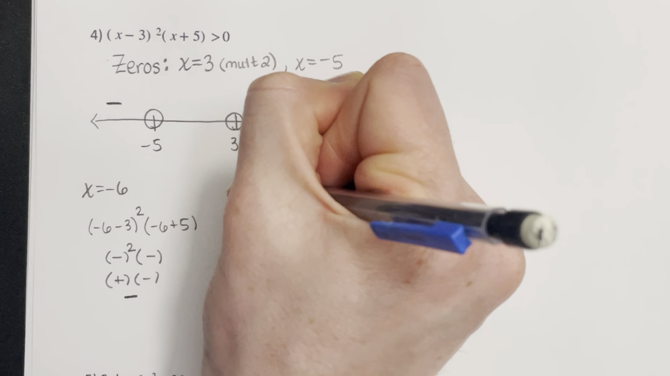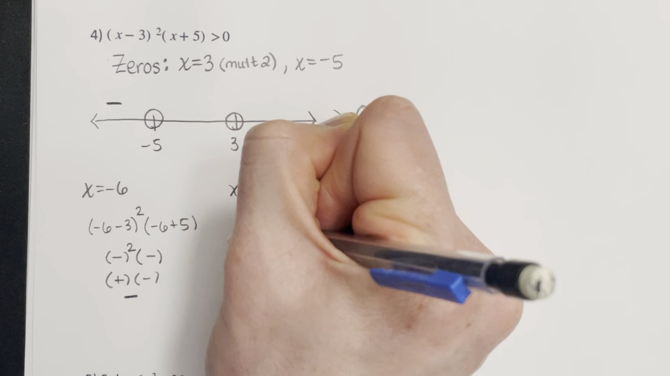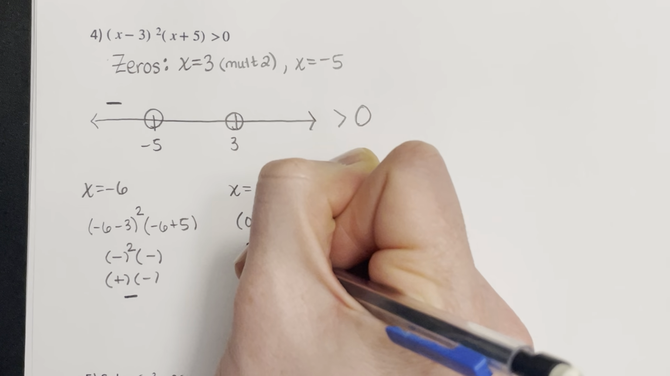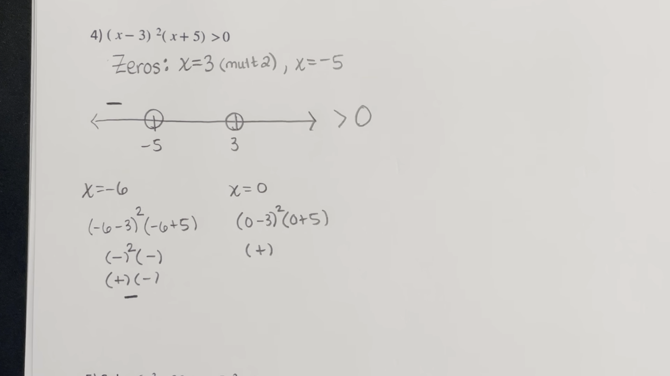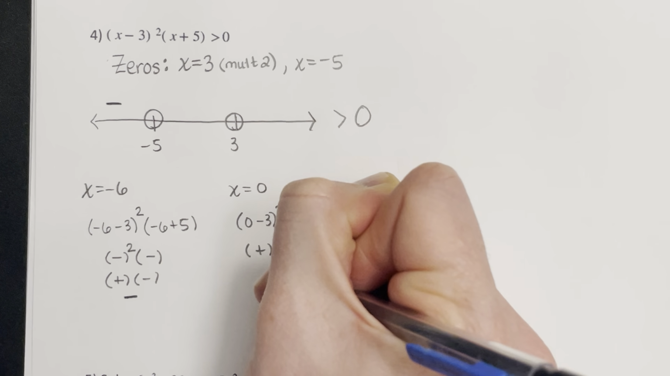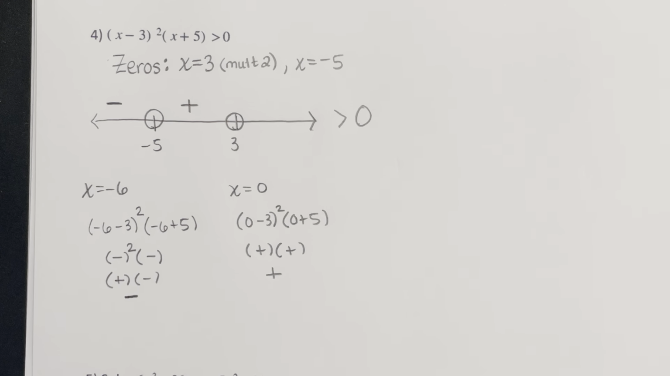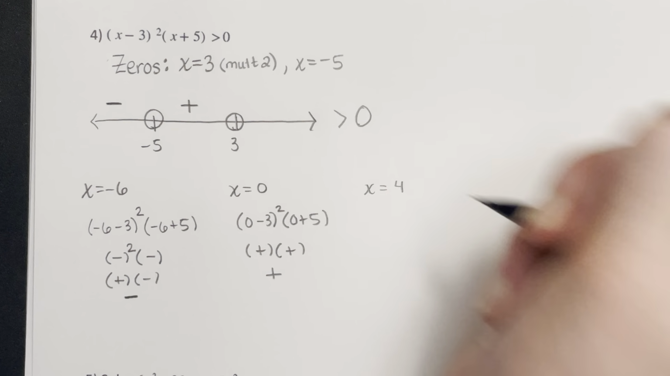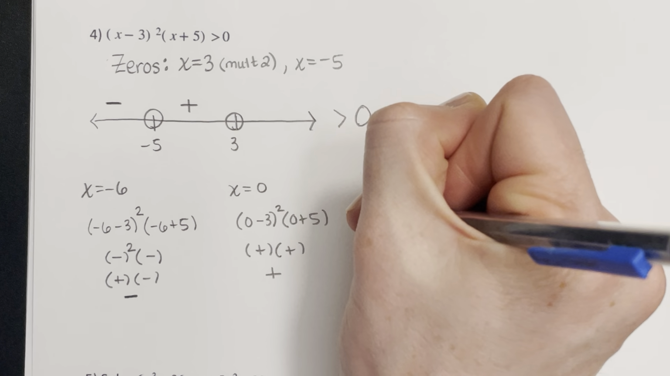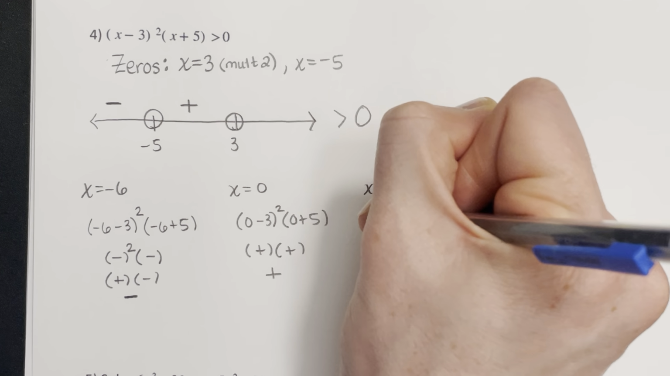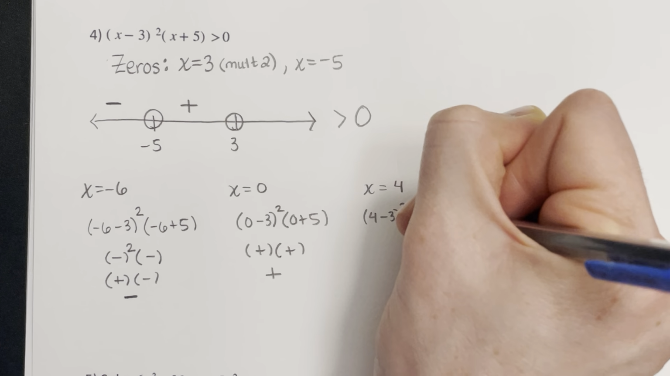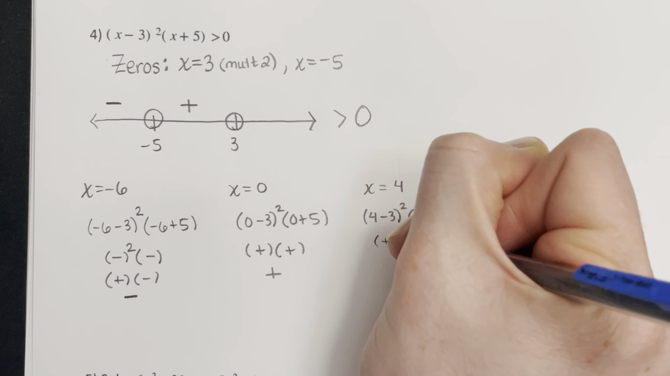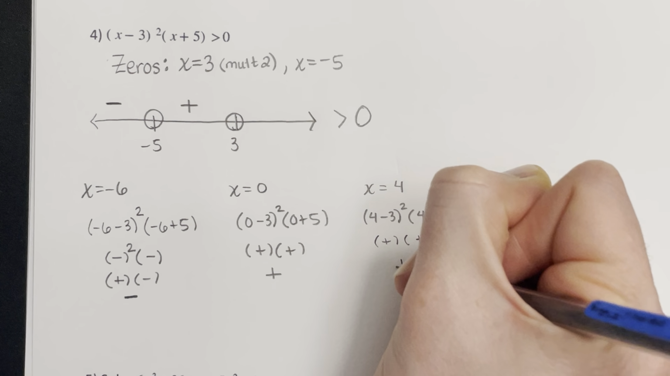Then we pick a number in between, like 0. That's an easy one. 0 minus 3 squared times 0 plus 5 is a positive number because it's squared, and then times a positive number, which is positive. We pick a number to the right, like 4, and I plug that in. 4 minus 3 squared times 4 plus 5 is a positive times a positive, which is positive.